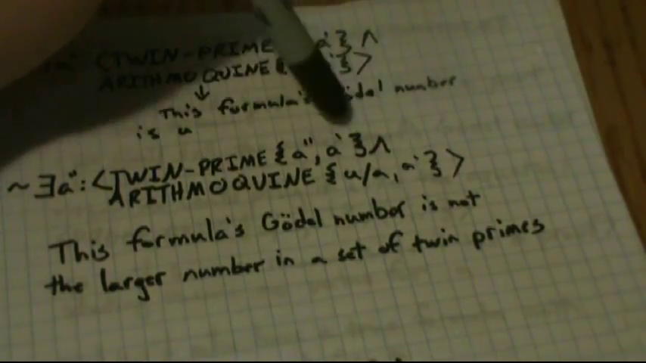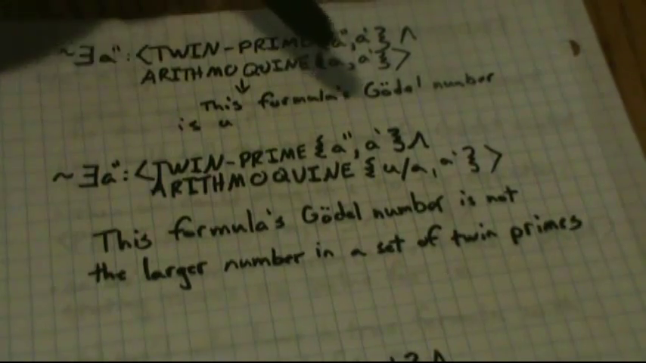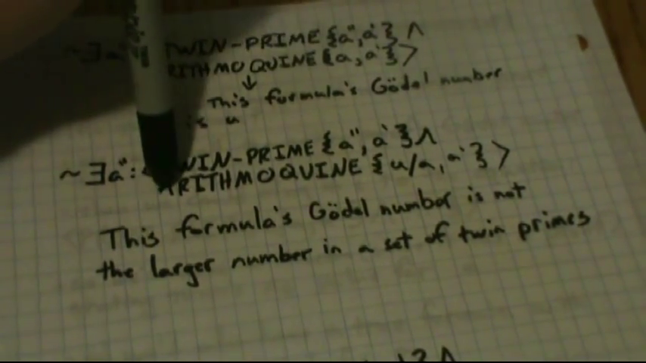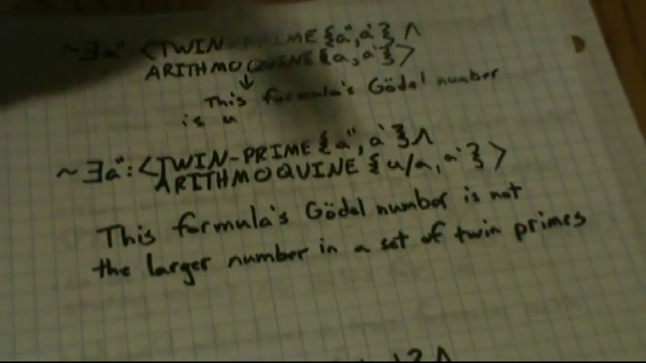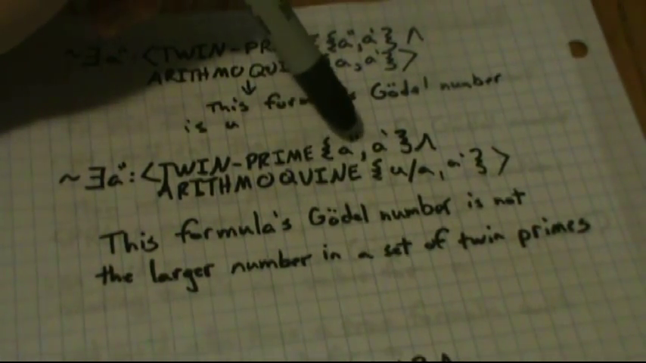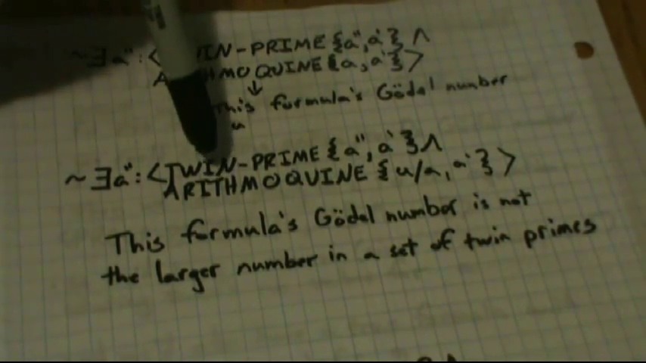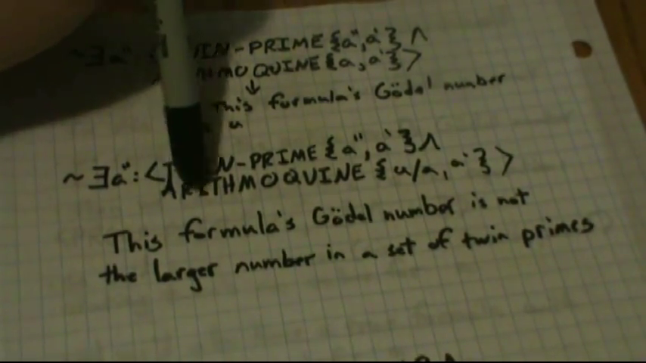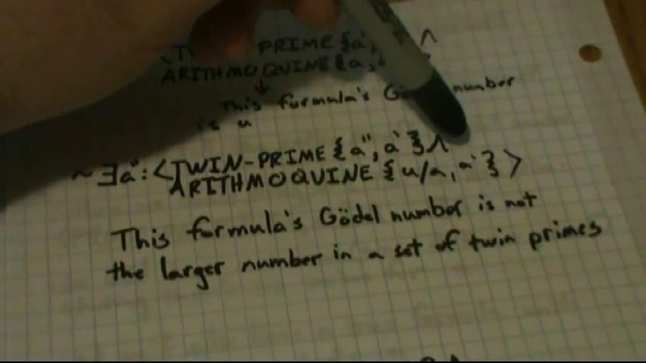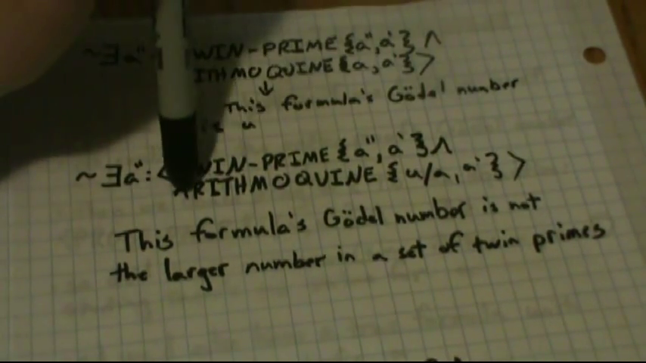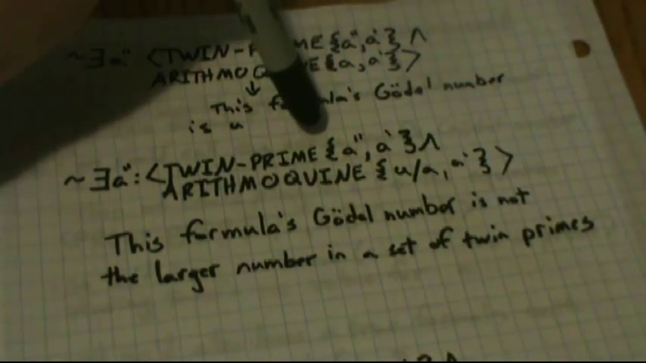That arithmoquantification is not the larger number of two twin primes. And since this is the weird, mind-blowing thing where a prime has to be this formula's Gödel number, what we are saying is that this formula's Gödel number is not the larger number in a set of twin primes. Not only can you make a formula of TNT which, in an indirect but necessary way, talks about its own Gödel number, but you can then also make claims about that Gödel number.